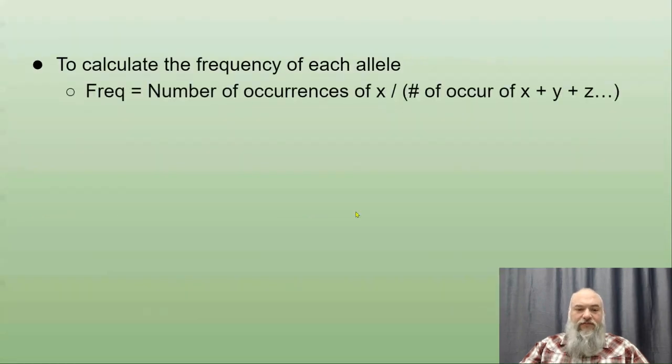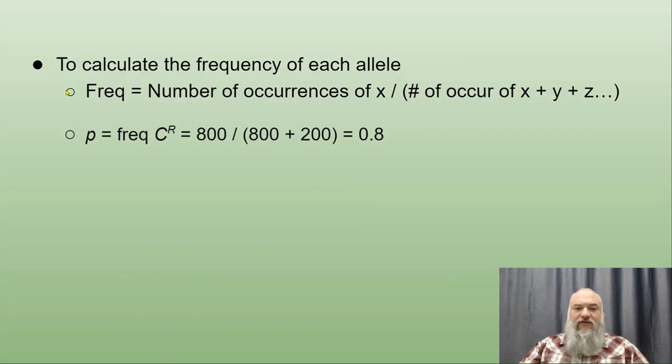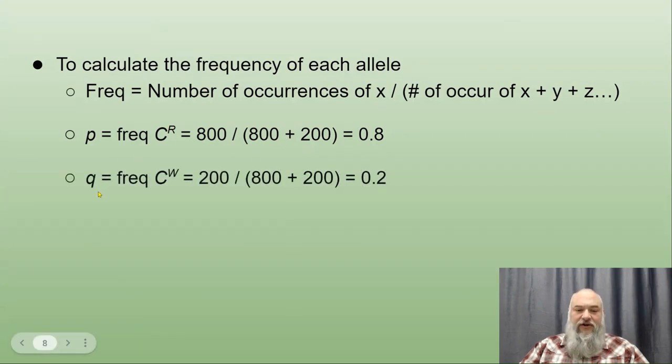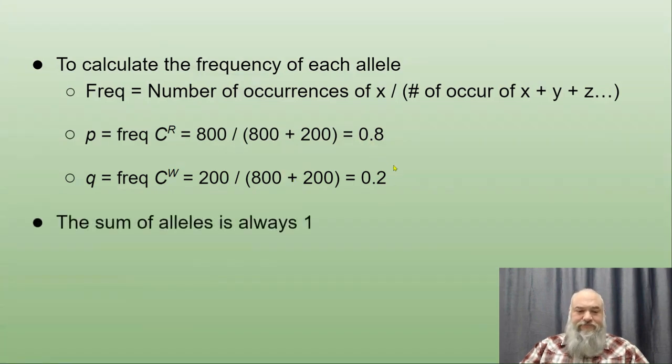Okay, so frequency is the number of occurrences of the thing you're interested in divided by the total number of occurrences. So it's just like figuring out your percentage on a test. What percentage did you get right? I got 8 out of 10 right. 8 of the thing I'm interested in out of 10 total possibilities. Same thing here. We have 800 of that allele that we figured out, divided by the total number of alleles, which is the 800 in the R and the 200 of the W, or 1,000. So 800 divided by 1,000, 0.8. Same thing here, 200 divided by 1,000, 0.2. If you add those 2 up, we should get to 1. So it all checks out.